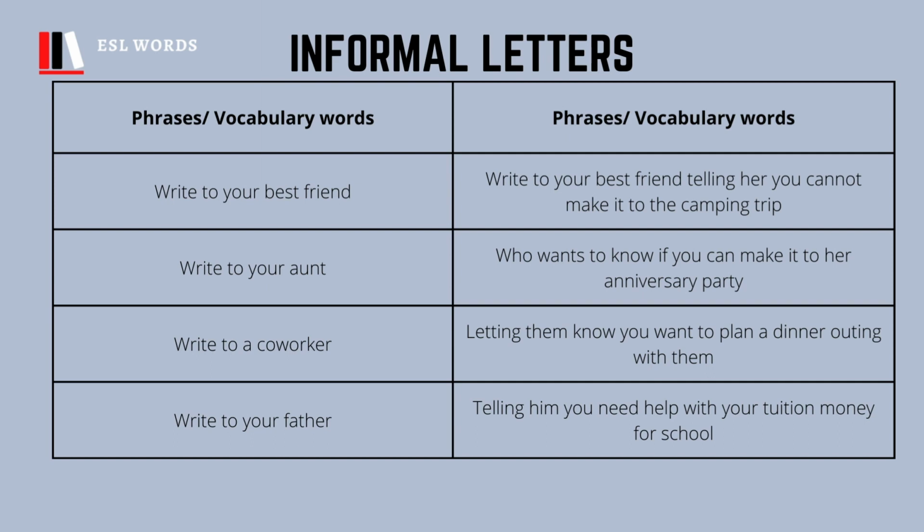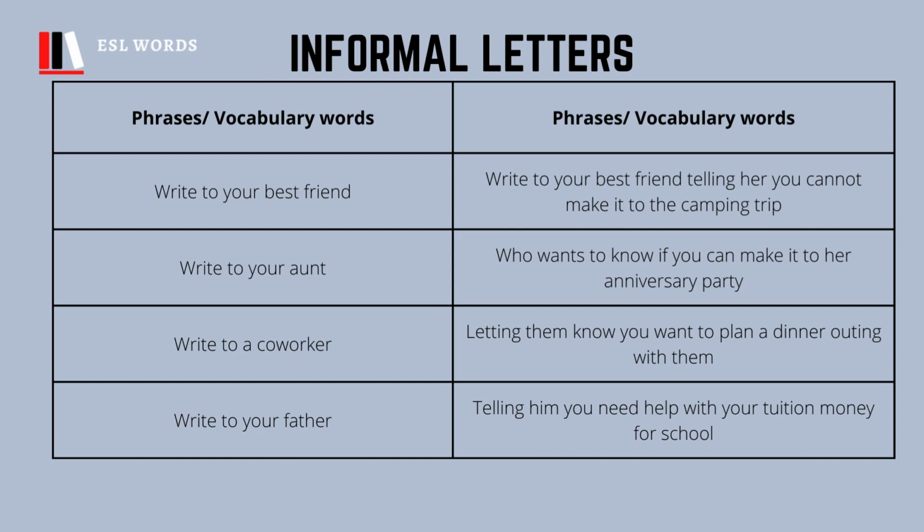And next is you need to write to your aunt who wants to know if you can make it to her anniversary party. Or you need to write to a coworker letting them know you want to plan a dinner outing with them. So when I say coworker, guys, if you are writing an informal letter to them, that means this coworker is very close to you. You have a close relationship with them, so you are writing an informal letter to them.